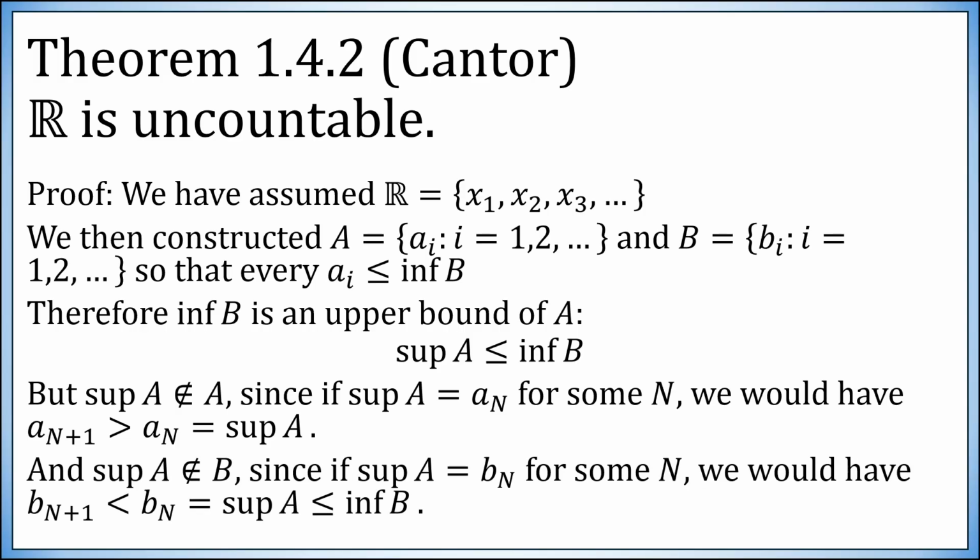But the sup of A also can't belong to B. If the sup of A belonged to B, then the sup of A would be one of the b's. The next b would be even smaller. The sup of A is less than or equal to the inf of B. We've already argued that. So you would find a term in the b's less than the inf of B, getting the same contradiction. So whatever the sup of A is, it's a real number that doesn't belong to the set capital A, and it also doesn't belong to the set capital B.